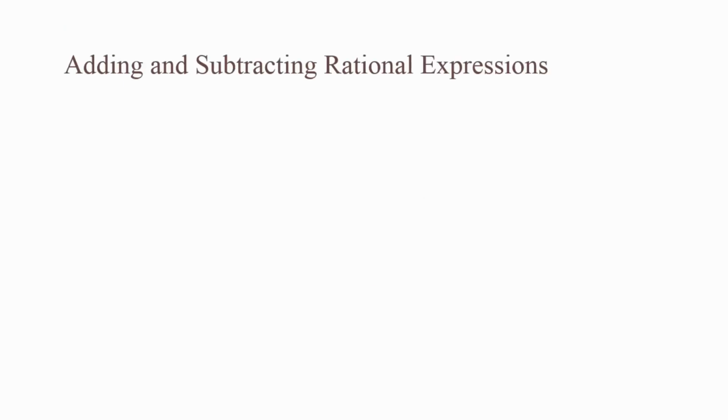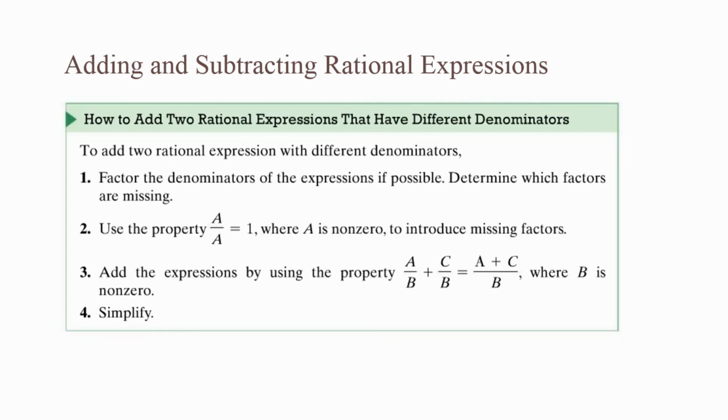Adding and subtracting rational expressions. To add two rational expressions with different denominators, 1. Factor the denominators of the expression if possible. Determine which factors are missing. 2. Use a property a divided by a equals 1, where a is non-zero, to introduce missing factors. 3. Add the expressions by using the property a over b plus c over b equals a plus c over b, where b is non-zero. 4. Simplify.